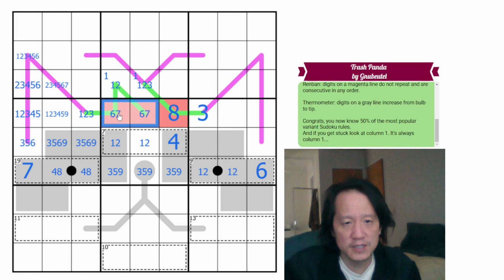So this is 6 and 7. And 6 and 7 must be next to a 1. Because one of them has to be next to a 6, and 2 cannot be next to a 6 on a German whisper line. So this is 1. This can't be 3. These can't be 3.